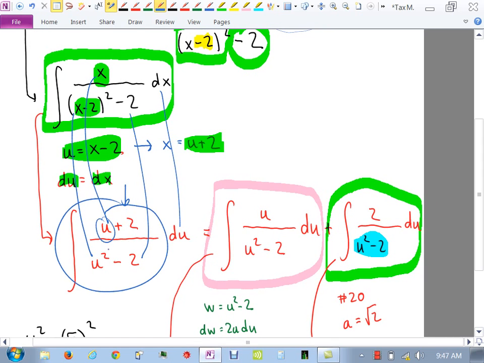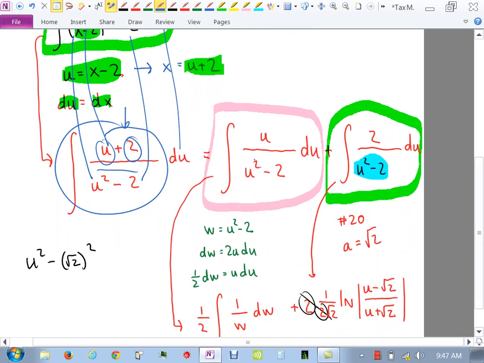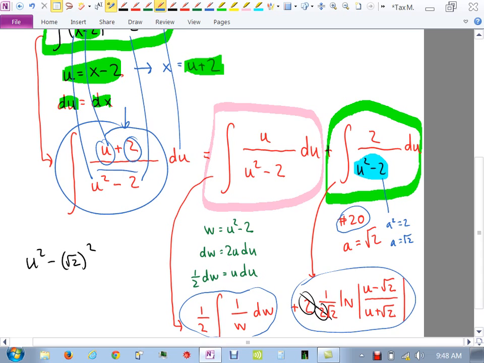I can take the u over the denominator and then the 2 over the denominator. If I take the u over the denominator, this integral is just a basic substitution problem. So w equals u squared minus 2. Do that, you work it out, you get this right here. And then on this one, we use formula number 20 in the back of the book, with this 2 being a squared. So a squared is 2, which means a is square root of 2. And then using the formula in the back of the book, I get this.